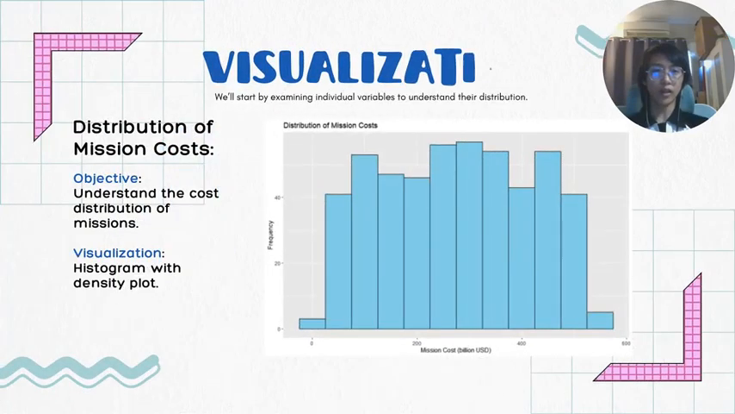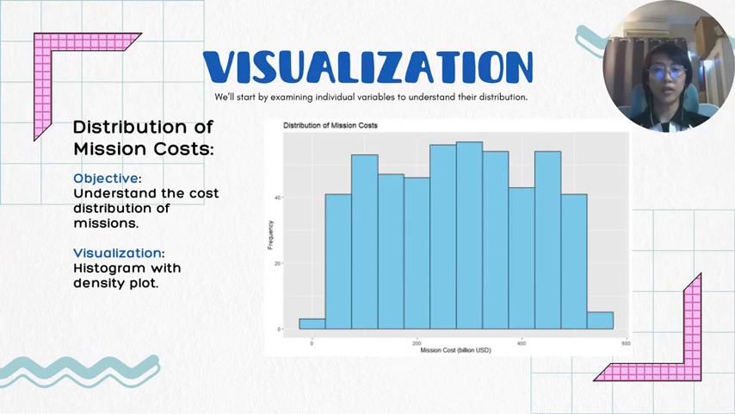Now we're going to take a look at the visualization part. We will start by examining individual variables to understand their distribution. The first one is the distribution of mission cost. We analyze the cost distribution of missions using a histogram with a density plot. The results show that mission costs are heavily skewed, with a few extremely expensive missions.